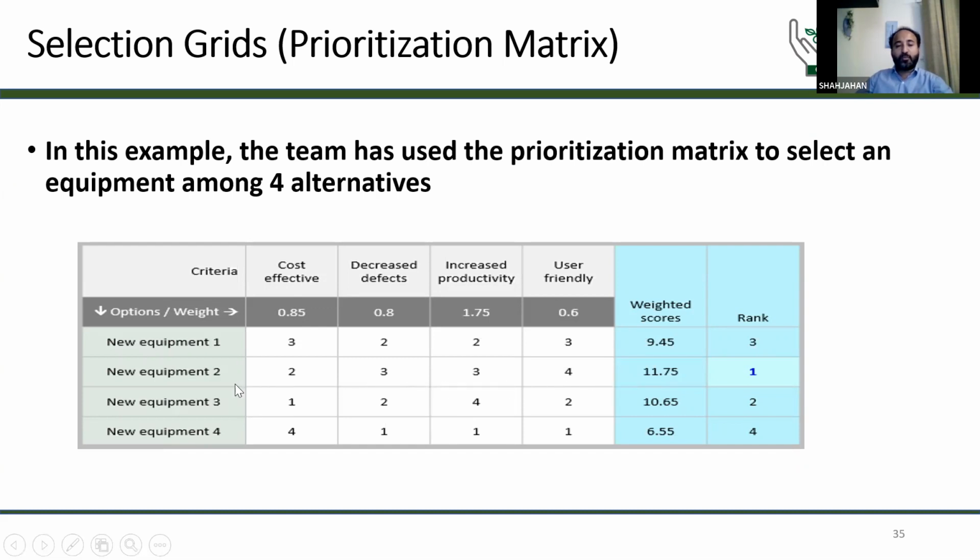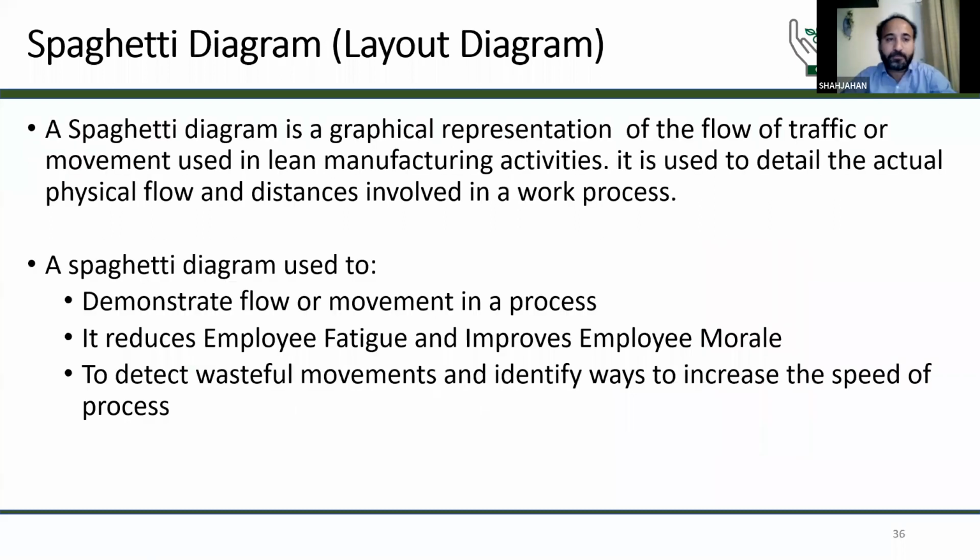Why will we select this equipment? Because you can see cost effectiveness has 2 points, decreased defects has 3 points, increased productivity has 3 points, user friendly has 4 points. The total is 11.75. So we will select this machine.